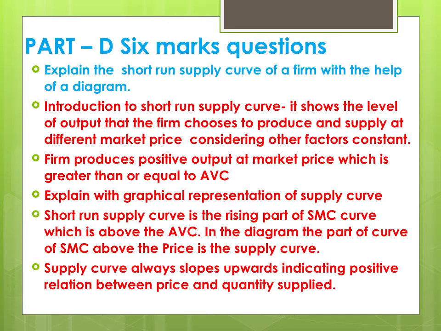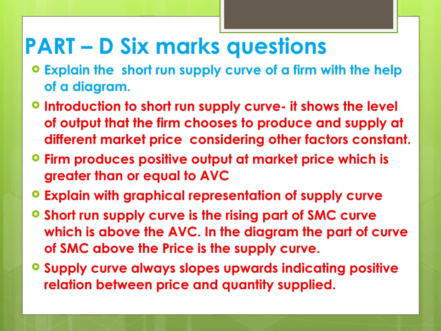Introduction to the short-run supply curve. It shows the level of output that the firm chooses to produce and supply at different market prices, considering other factors constant. The firm produces positive output at a market price which is greater than or equal to the AVC. Explain with the graphical representation of the supply curve.